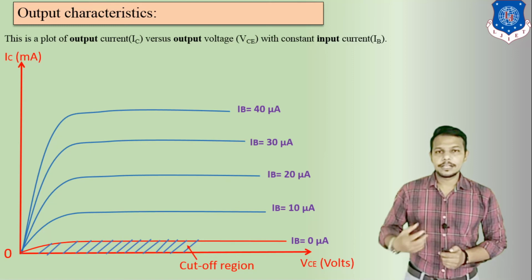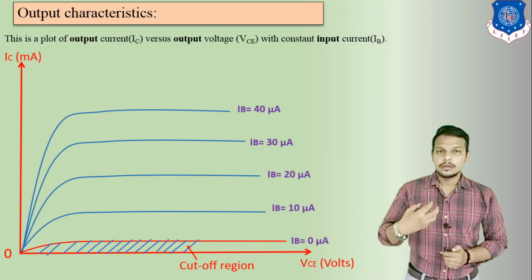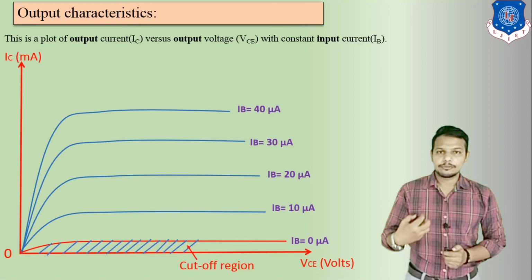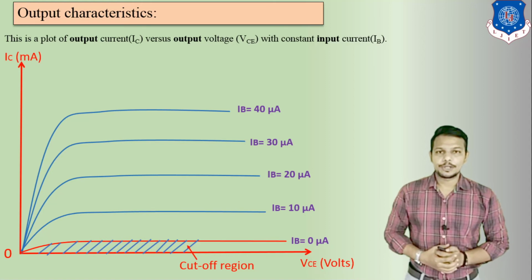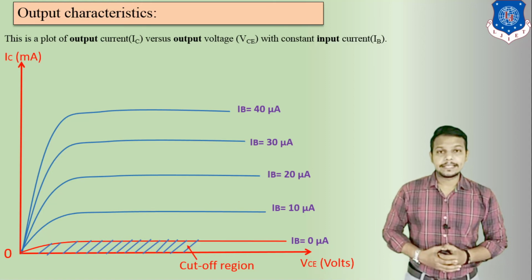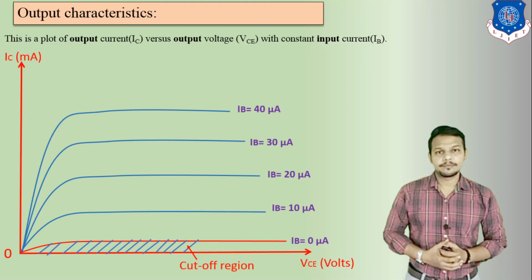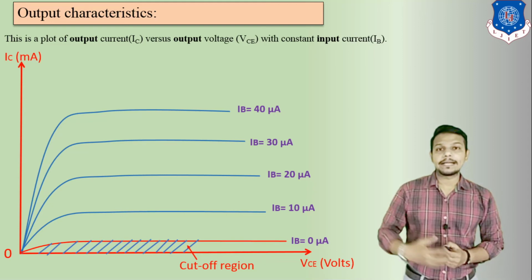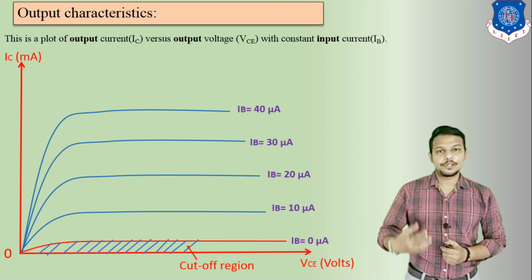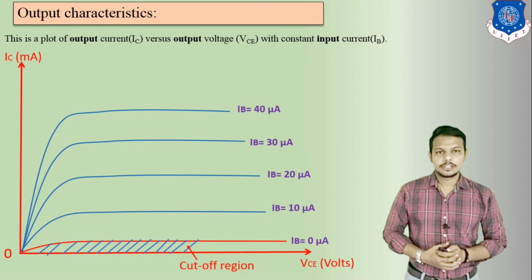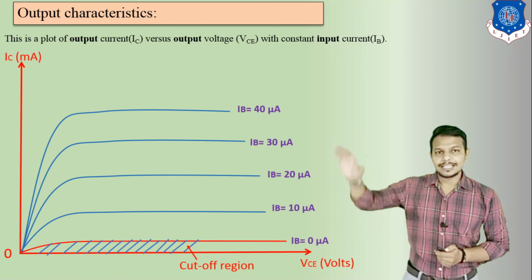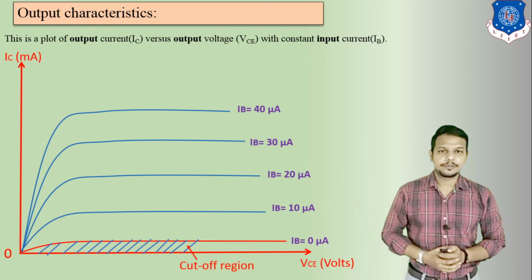That means here we can conclude about this graph with the help of this equation. We know the equation IC is equal to beta into IB. So it depends on beta, and you will get your output signal. So this region is known as the active region.